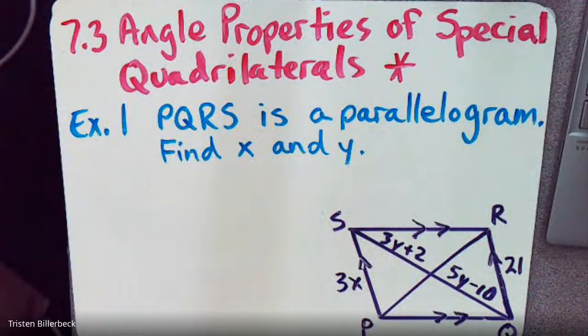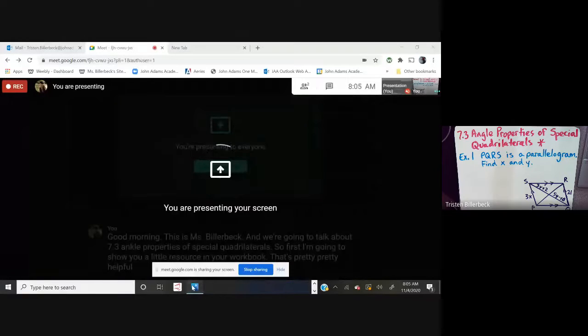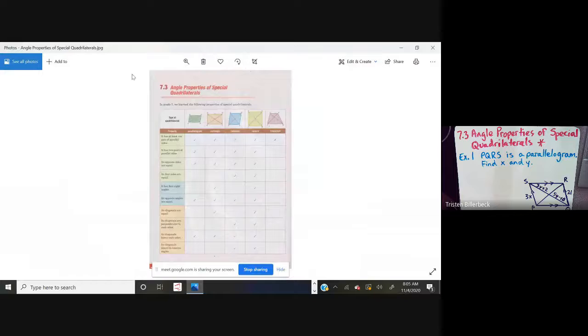We're going to talk about 7.3 angle properties of special quadrilaterals. First I'm going to show you a little resource in your workbook that's pretty helpful. So you have angle properties of special quadrilaterals: a parallelogram, a rectangle, a rhombus, a square, and a trapezium.